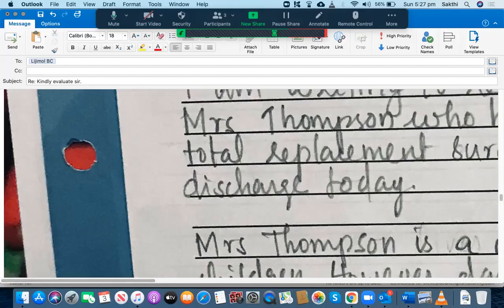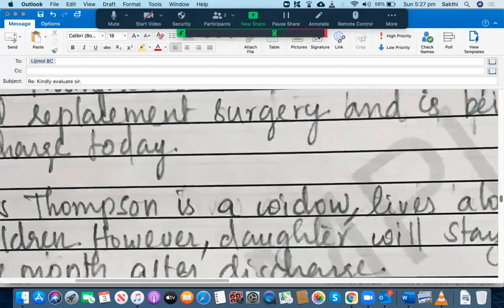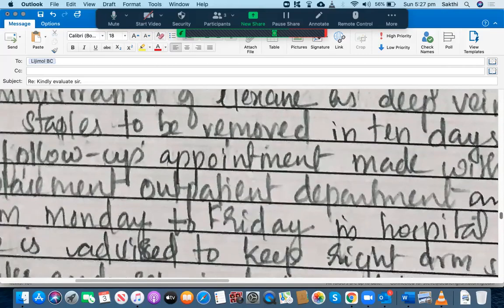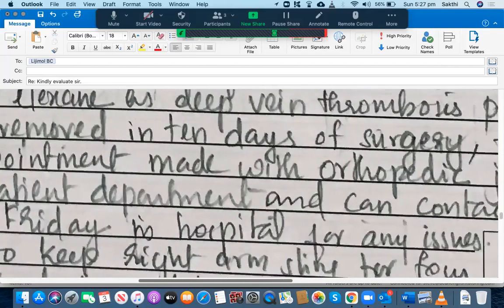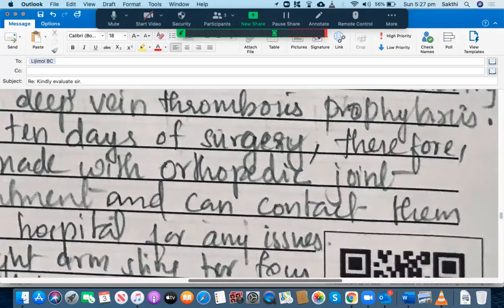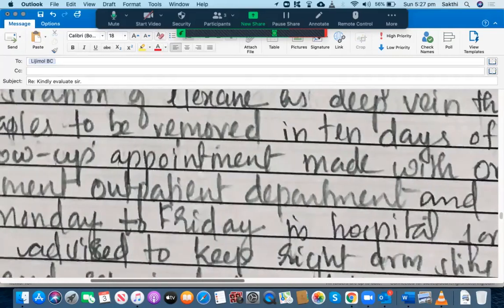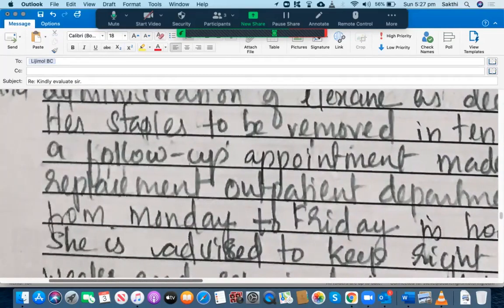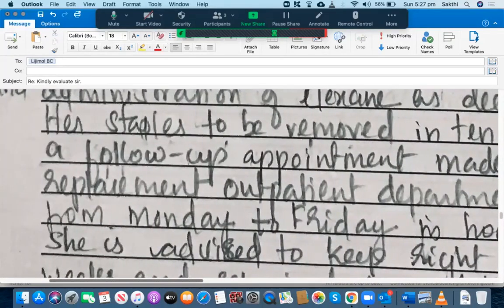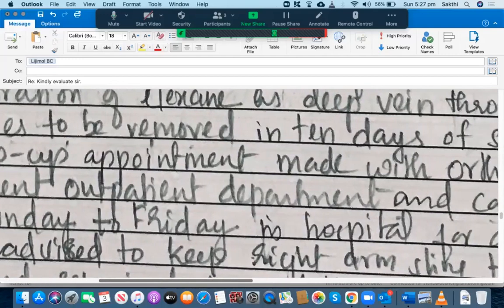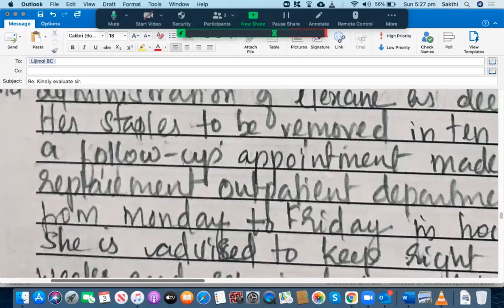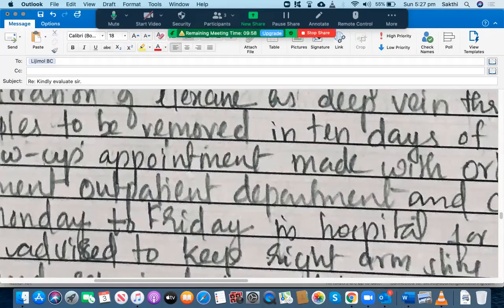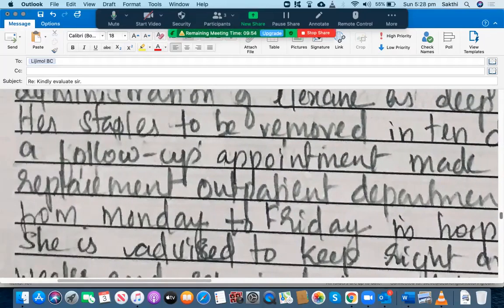Okay, let's go here. Therefore, you have used "therefore, a follow-up appointment made with the orthopedic joint replacement outpatient department." Okay. All right. "The following appointment made" is wrong, it is made. You have to use "a follow-up appointment is made."